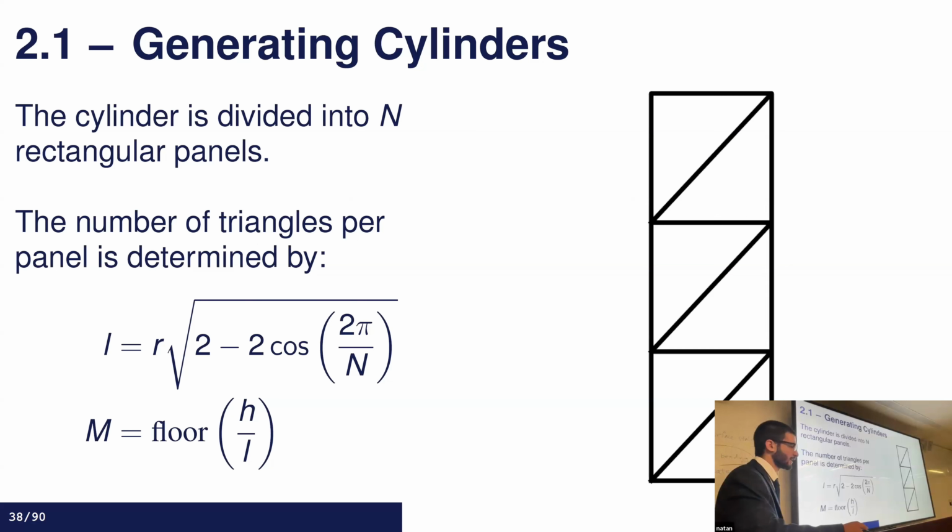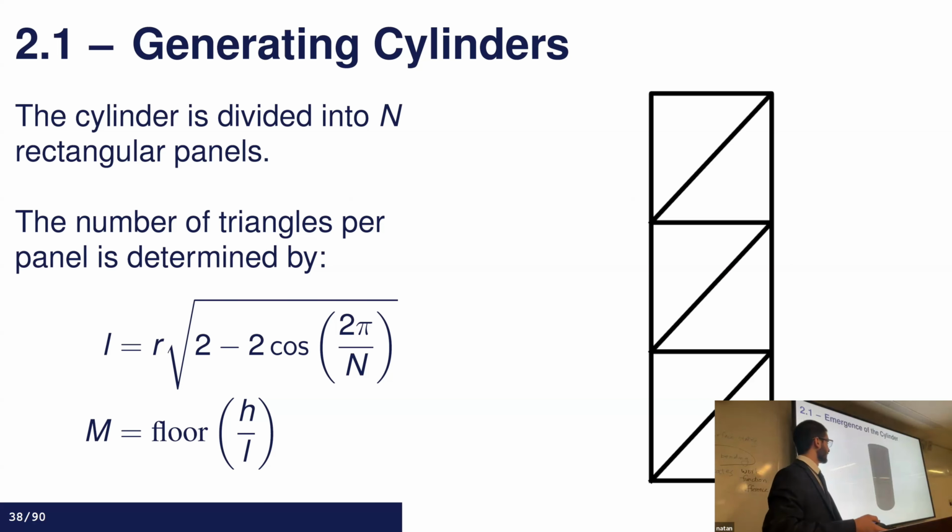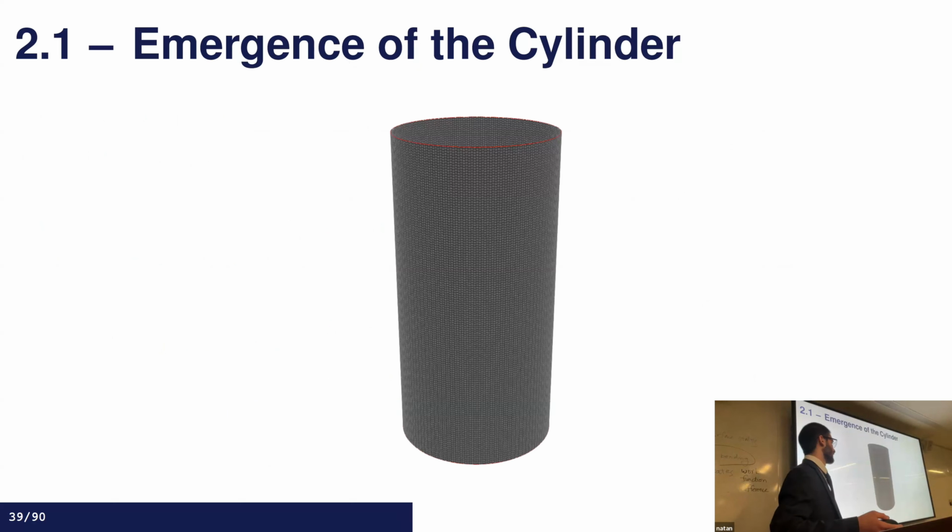For cylinders, I use a custom algorithm, separating it into a whole bunch of panels, where the number of triangles in the panel is defined here, and then wrapping that around a circle. So for a really fine mesh, we get this really wonderful geometry. The purpose of this algorithm is that the meshes, or the triangle elements themselves, are all uniform with each other.